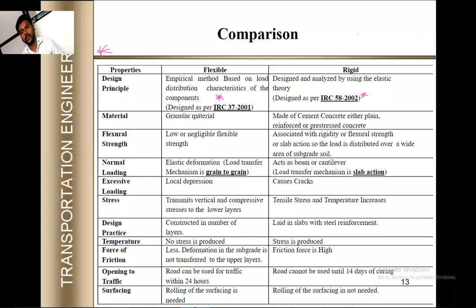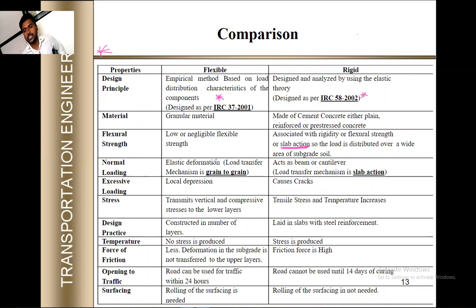Then the material: granular material is used in the flexible pavement. Different granular materials are there. In the rigid pavement, cement concrete roads, plain or maybe reinforced sections are provided. Flexural strength: low or negligible flexural strength for the flexible pavement, and in the rigid pavement a large flexural strength will be there, because whatever load is coming from the upper side, all the load is transferred to the subgrade by slab action. So the flexural strength of the rigid will be more.